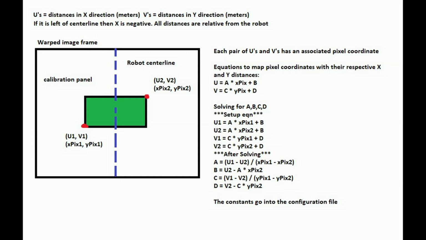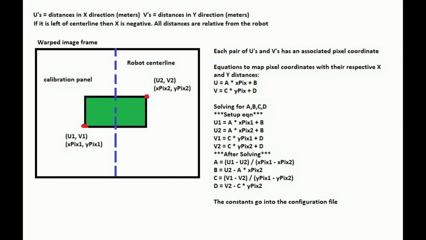On the left side of the screen, we have a visual representation showing the selection of opposite corners of a calibration panel. In our example, U is the distance in the x direction using meters, and V is the distance in the y direction using meters. The center axis that runs along the picture is the x-axis. To the left of the line is negative, to the right is positive. On the right side of the screen, we have the equations for calculating the constants for the linear transformations.